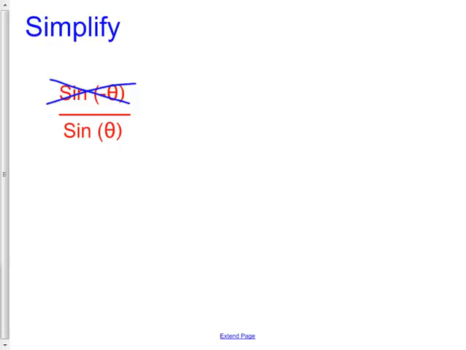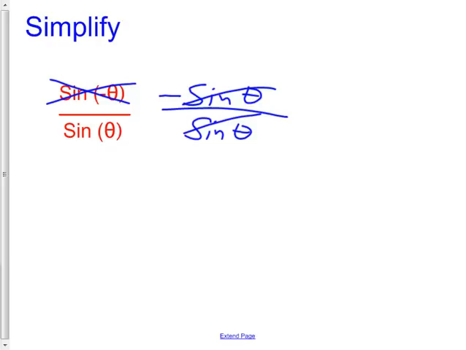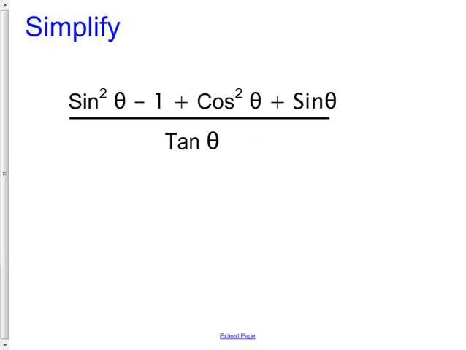This part right here would be negative sine theta. Then the top and the bottom can now cancel, leaving the negative behind, and they're replaced with 1s when they cancel, so it's -1. Raise your hand if you had that one right. Okay, good. Let's try this one. Try to go rapidly, please, because these are easy. They need to come quickly.